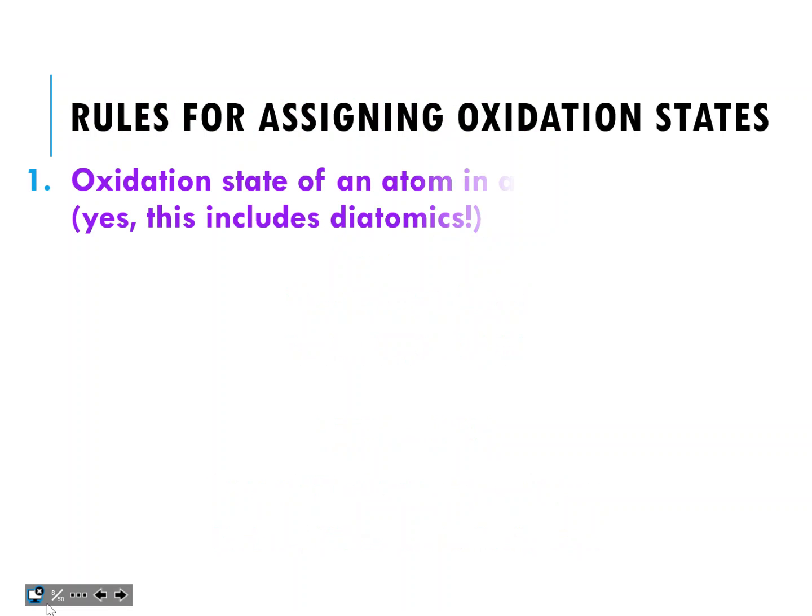So here come the rules. The oxidation state of an atom in an element is 0. Yes, this includes the diatomics, so the 7 diatomics get assigned 0s as well.